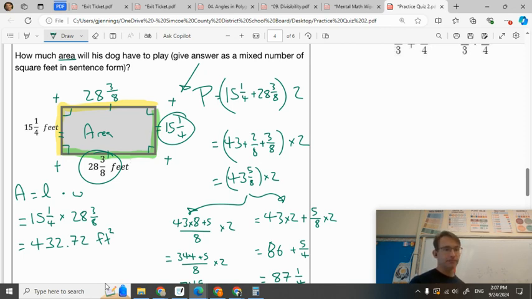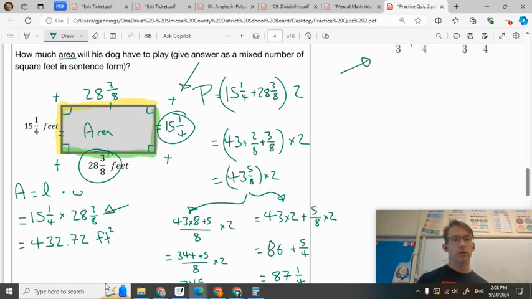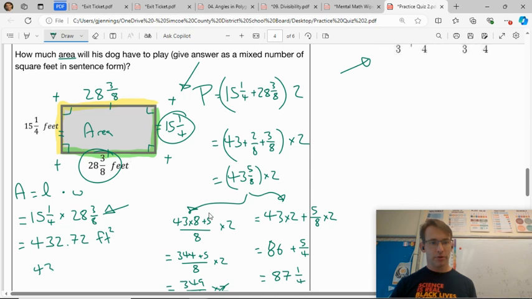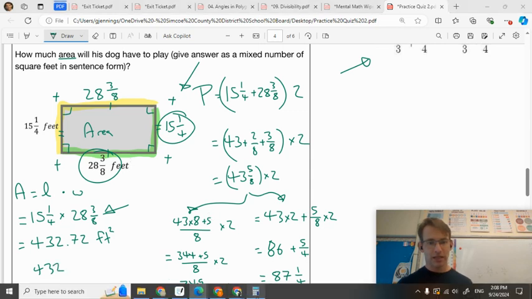That's that skill. Now, how would I do this longhand? That's a good question. You want to see how I do that longhand? Let's do it. I'm going to talk my way through this problem. Give answers as a mixed number of square feet in sentence form. Oh, yeah. So I should do it this way. Gosh, I would say, so here's what I could do. 432 and 71875.